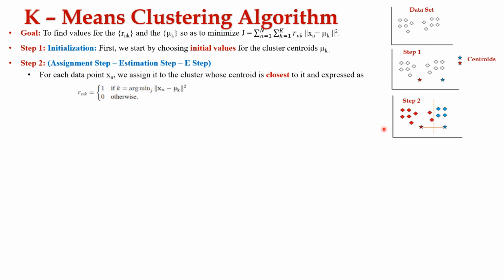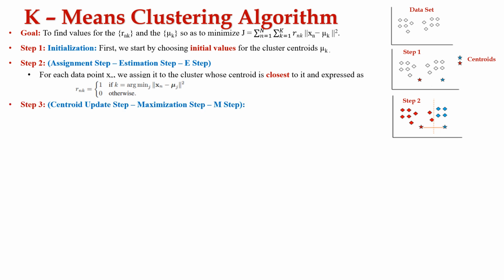So in this diagram, we can note that if the sum of square of distance of a data point is closest to the cluster centroid mu1, then it is assigned to cluster 1, which is represented by a red color star. If the sum of square of distance of a data point is closest to the cluster centroid mu2, it is assigned to cluster 2, which is represented by a blue color star.